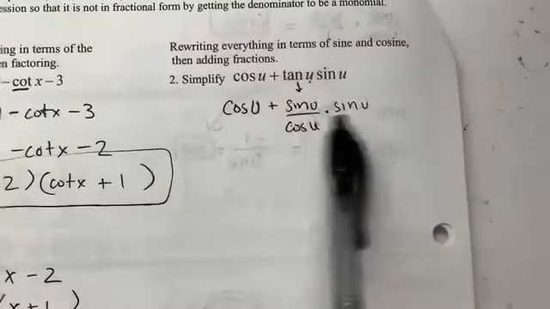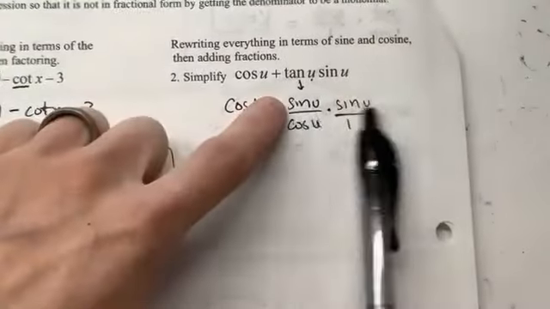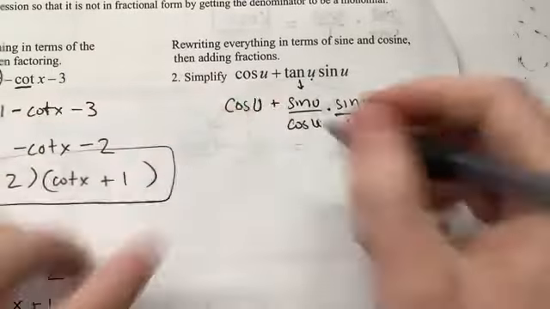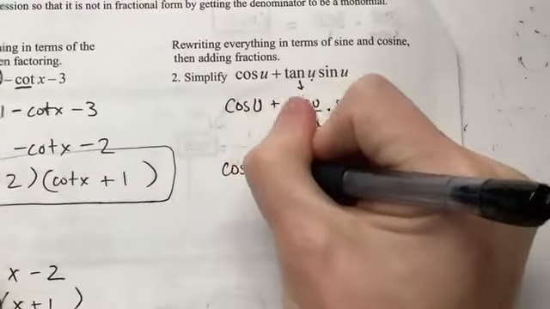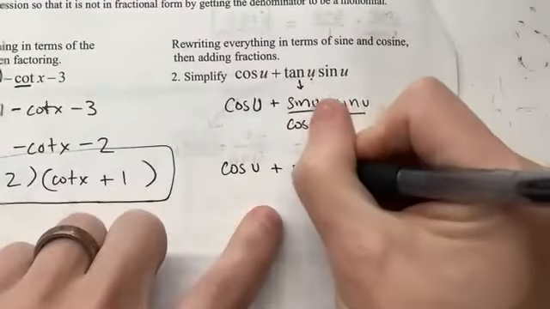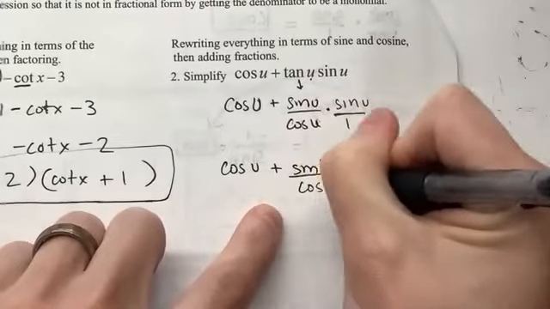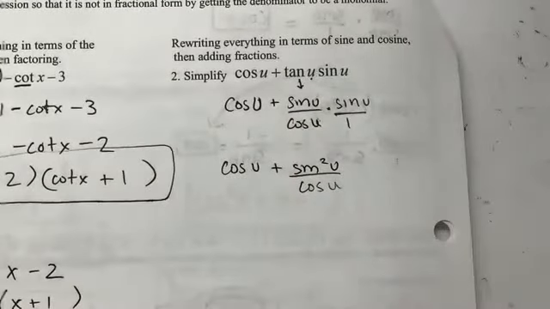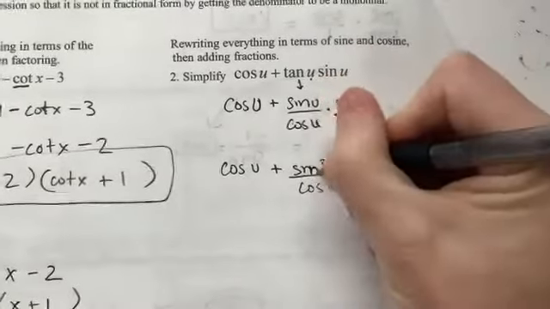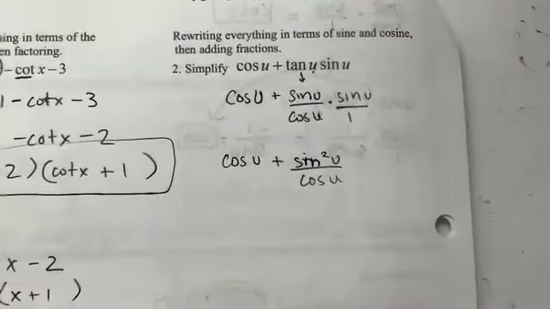And then I can multiply these together. So this is like sine over 1. When you multiply fractions, you just multiply across the top and across the bottom. So the first expression, or first value, is just cosine of u. This is going to be sine squared of u over cosine of u. So I know I kind of connected those, but see if you've got any questions on how to get to there so far.